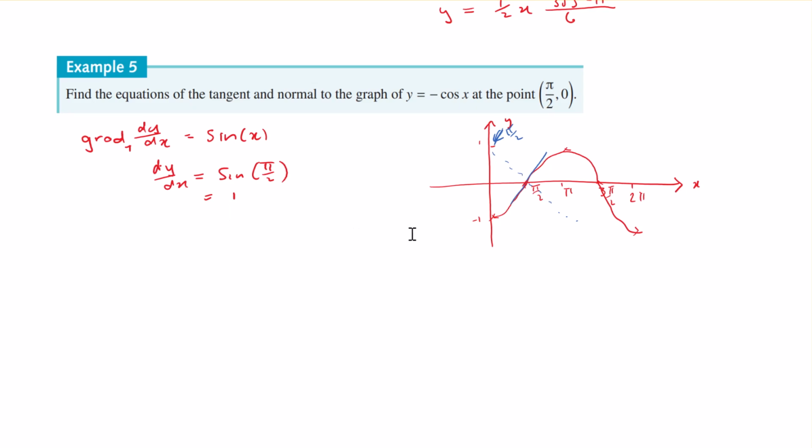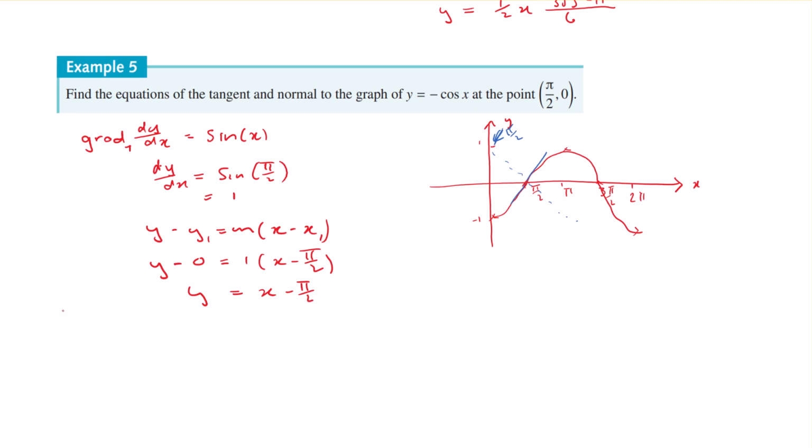So the gradient's equal to 1, and it goes through the point (π/2, 0). So we'll use y minus y1 equals m times x minus x1. So you'll get y minus 0 equals 1 times x minus π/2. Simplifying that just becomes y equals x minus π/2, which is what we got from that intuitive reasoning.